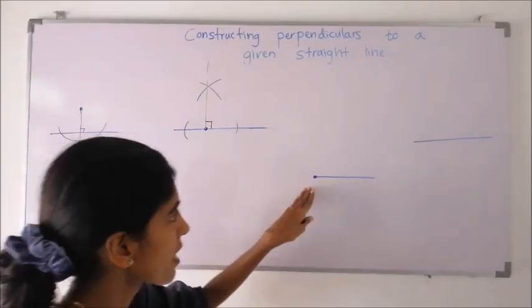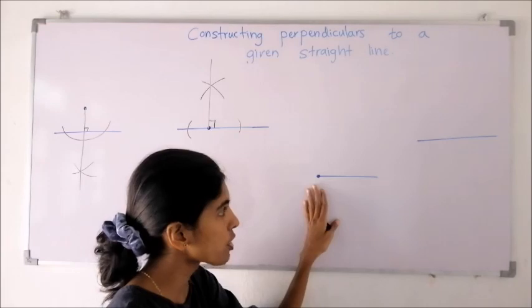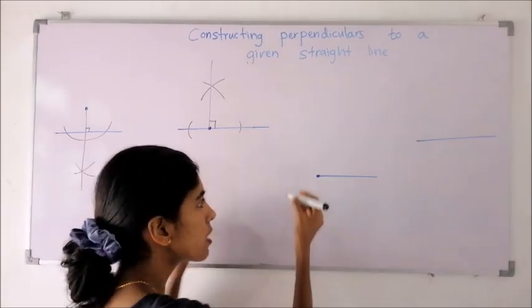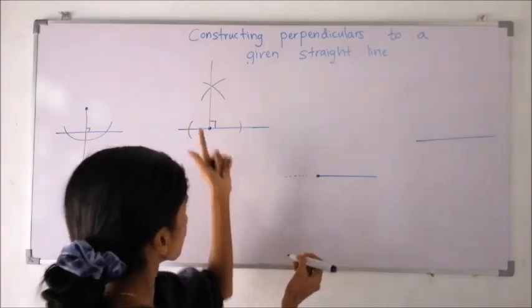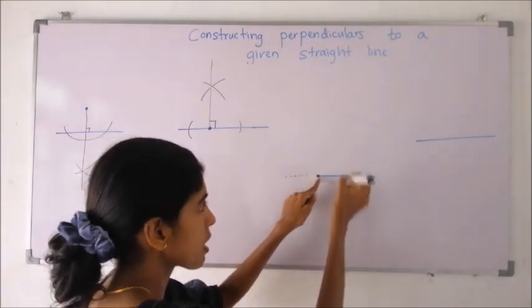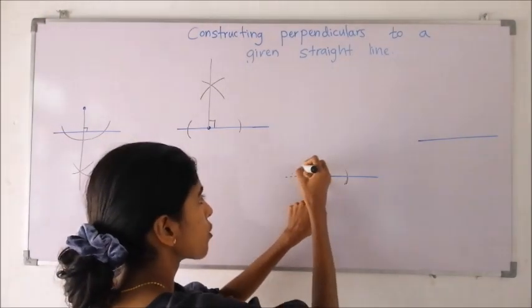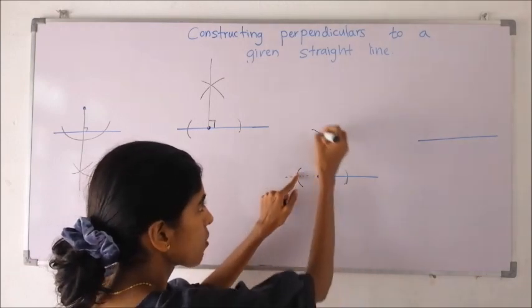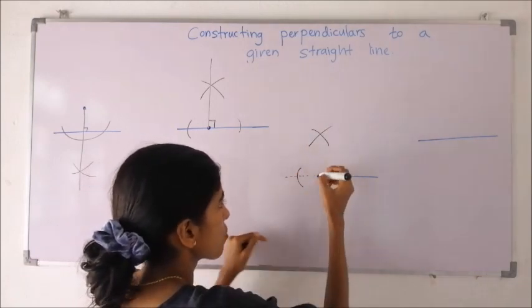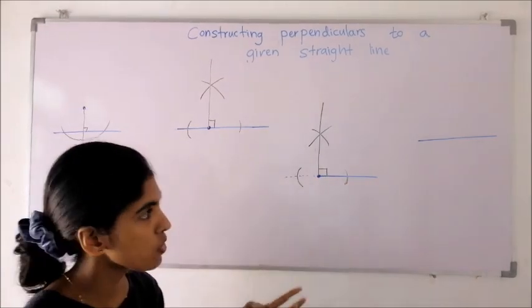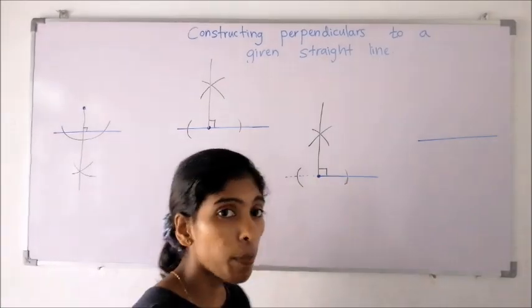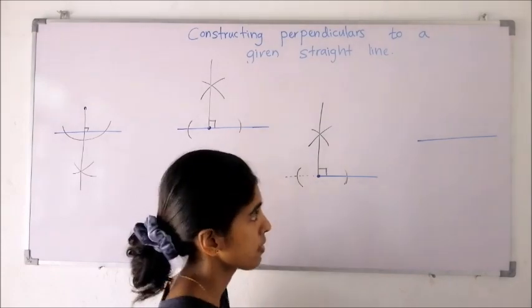Next, at an end point, how do we construct a perpendicular? Firstly, produce the straight line by keeping the ruler. Now, follow the previous method. Keep the middle point at the given point. Draw two arcs from either side. Now, again from those two new points, draw two arcs as if to cut. This is the perpendicular.